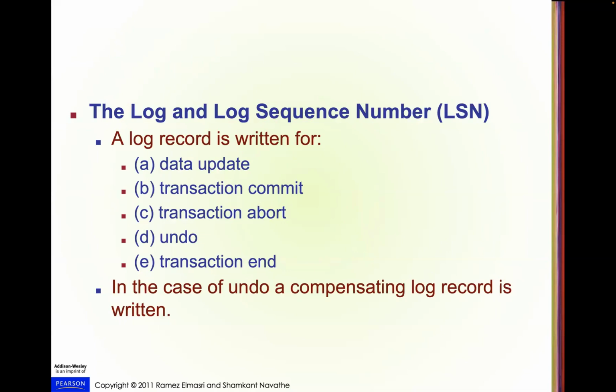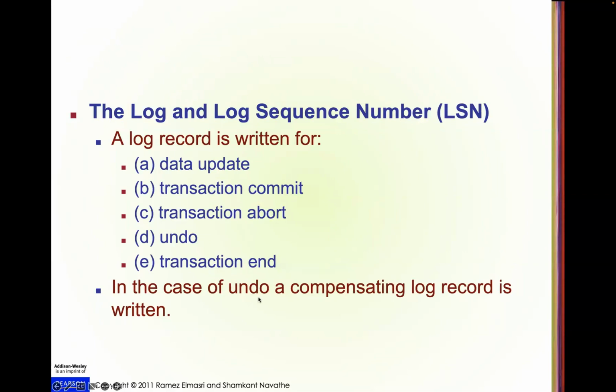And whenever you create a log, you will get a log ID, a log sequence number, and the details about the data update. It's before images and after images and so on. Whenever a transaction commits, it gets a log entry, and we know how to write the transaction log. Then we have transaction abort, undo, and transaction end.